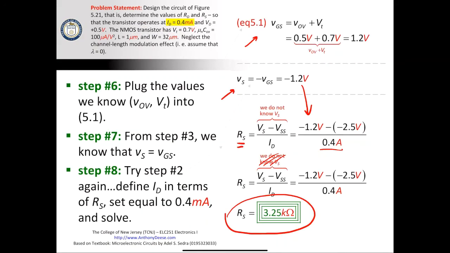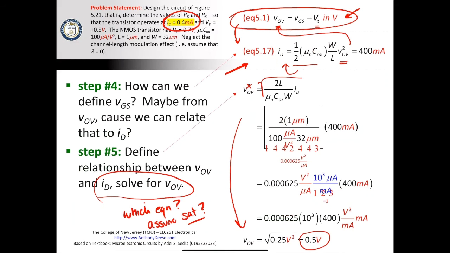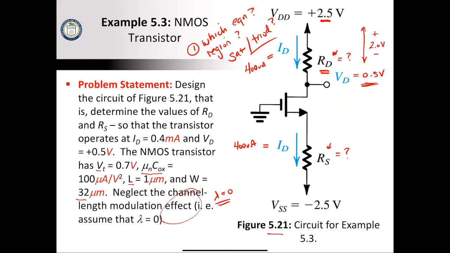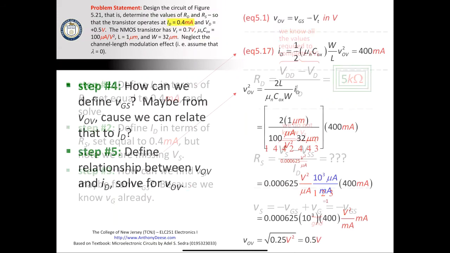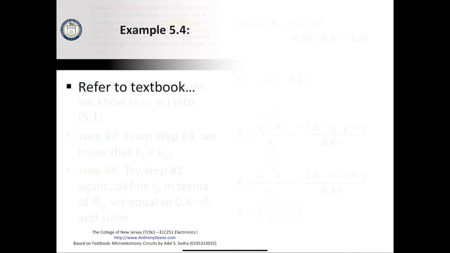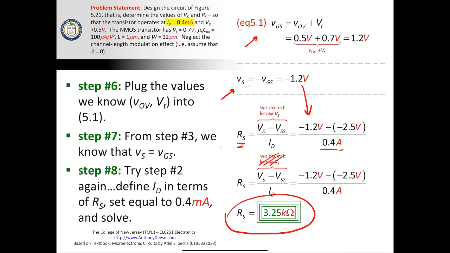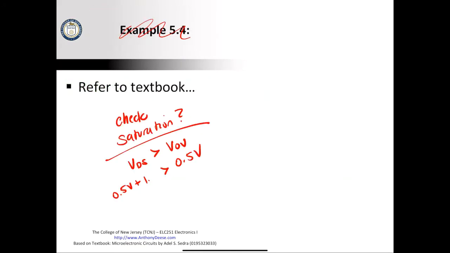And our VDS, let's see where we can get that from. VD was given to us in the beginning as 0.5. So I'll write that down. So 0.5 volts minus our VS, which we have at the very end, minus a negative 1.2 volts. So that gives us 1.7 volts is greater than 0.5 volts. That is a constraint that we satisfy, and so we are in saturation region, and we can keep our answer.